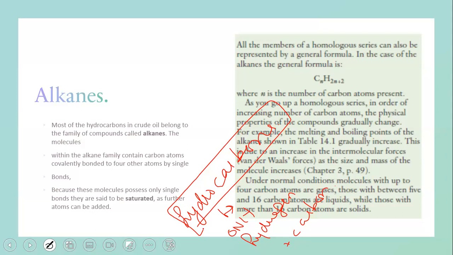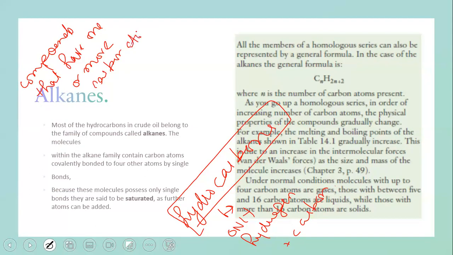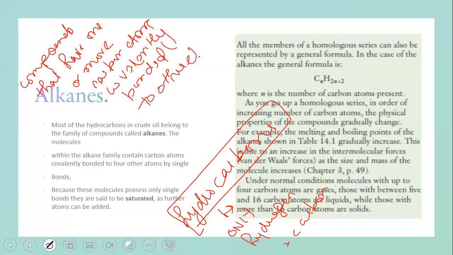What are organic compounds? Organic compounds are those compounds which have one or more carbon atoms covalently bonded to atoms of other elements. I'll write it down for you. Those compounds that have one or more carbon atoms covalently bonded to other elements. And the most common elements that we find in organic chemistry are hydrogen, oxygen, nitrogen. These are the ones most commonly found.